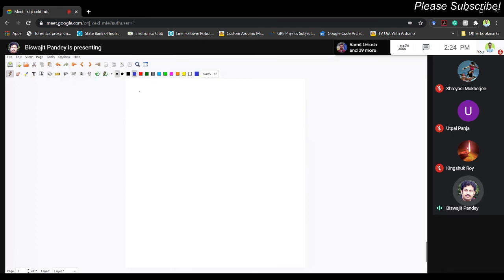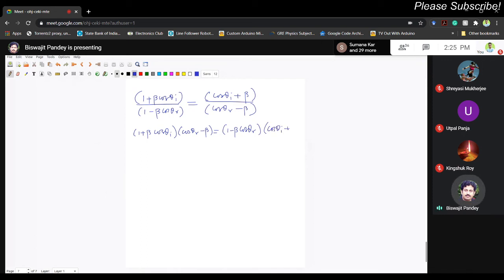So let me write it down: (1 plus beta cos theta I) divided by (1 minus beta cos theta r) equals (cos theta I plus beta) divided by (cos theta r minus beta). If you just cross-multiply, it is just algebra, nothing more than that. 1 plus beta cos theta I into cos theta r minus beta equals 1 minus beta cos theta r into cos theta I plus beta.